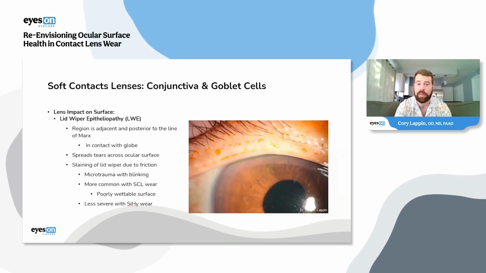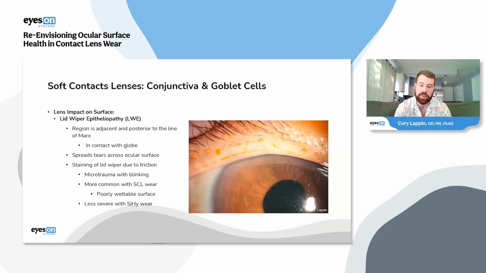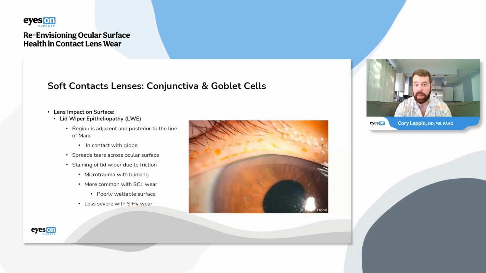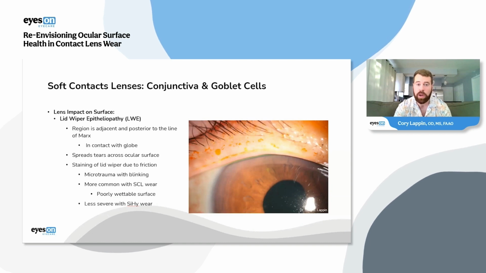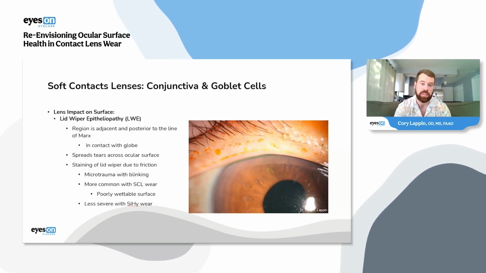Lid wiper epitheliopathy is another thing that's commonly associated with contact lens wear. The lid wiper region is basically a mix of squamous, cuboidal, and goblet cells found posterior to the line of Marx. Its job is basically to spread the tears over the ocular surface with each blink. However, we do find that you get this lid wiper epitheliopathy, which refers to the staining of this region, and it's more common in contact lens wear. However, we do know that it's less severe in SiHys compared to hydrogels. And again, if you see this, what's recommended is that you switch lenses to a lens type that has better wettability and lubricity.